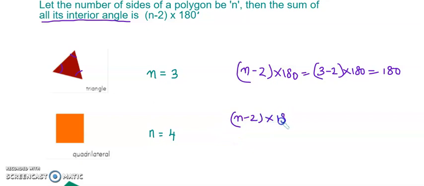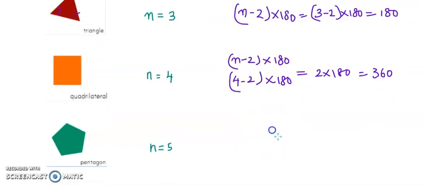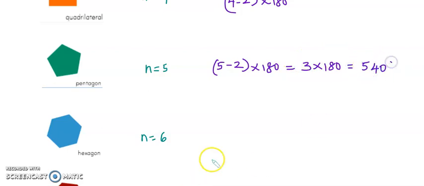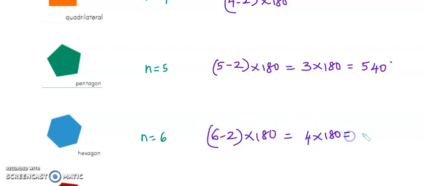So let's say this is the formula. 4 minus 2 into 180, which is equal to 2 into 180, which is 360. Okay, let's go for the next, pentagon and hexagon. Pentagon has how many sides? 5 sides. So 5 minus 2 multiplied by 180, which is 3 into 180, which is equal to 540. Next, hexagon, 6 minus 2 into 180, which is 4 multiplied by 180, which equals 720.